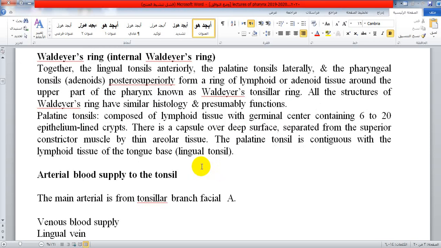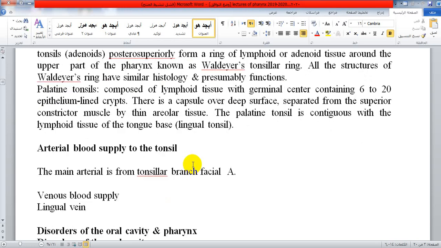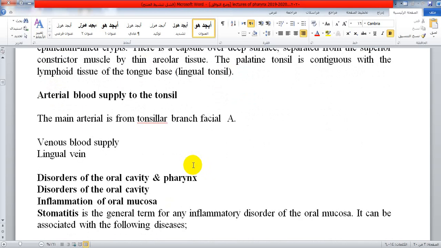The arterial supply or blood supply to the tonsil, the main arterial supply is from the tonsillar branch from the facial artery. Actually there is another branch, but I did not want to mention it to you so as not to complicate the subject. While the venous blood supply is by the lingual vein.